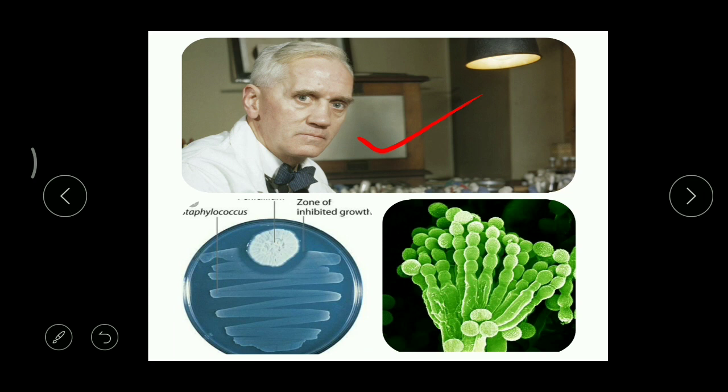At that time he was doing some experiments. This is a petri dish, a small saucer-like structure, and in it he was growing bacteria, a bacterium called staphylococcus. After a few days he found a special substance. Here, can you find it? A white colored substance. He found that this white colored substance was killing the bacteria.